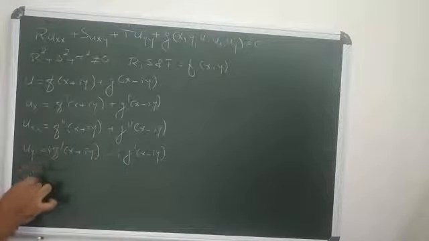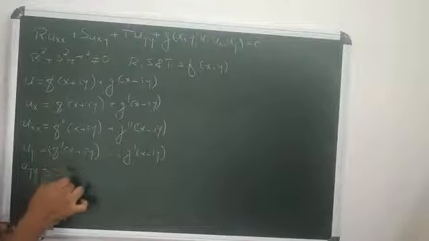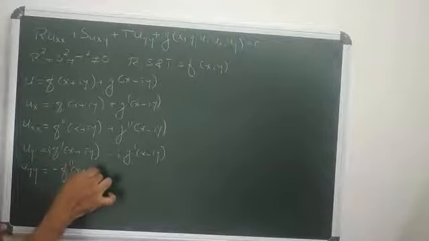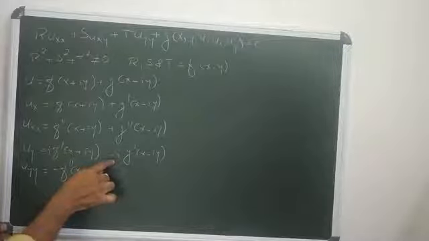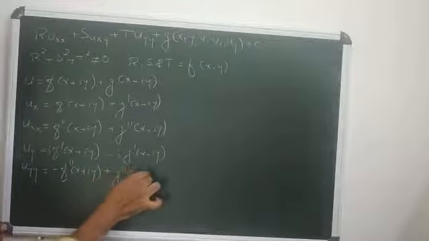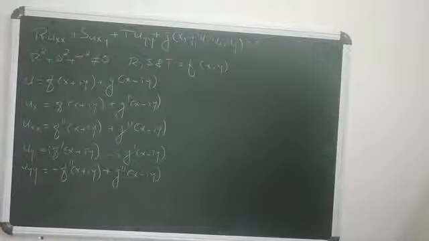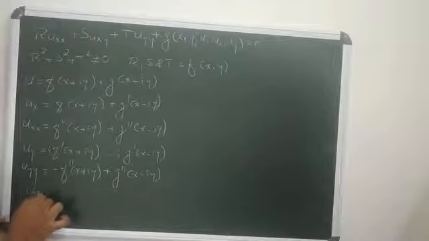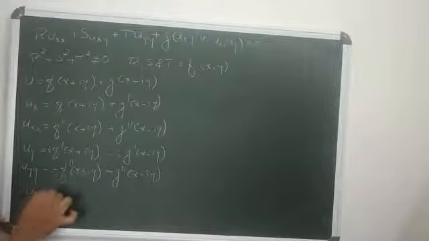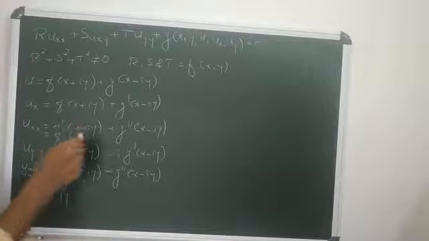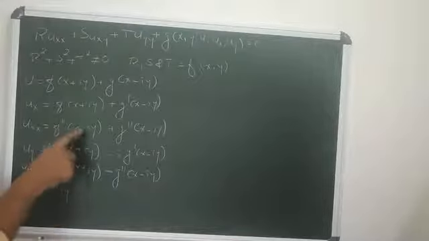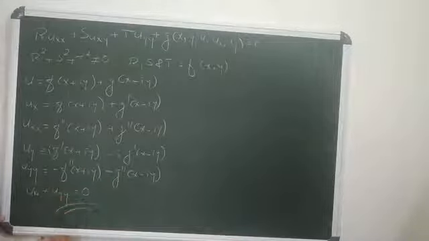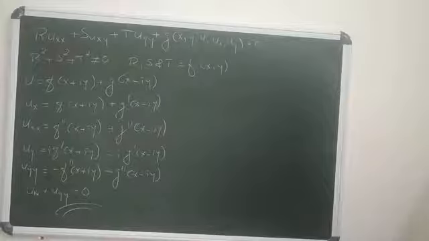Again u_yy is i square, that is minus 1, that is minus f''(x + iy). i square is again minus 1, so plus g''(x - iy), with a minus sign. Then what is u_xx plus u_yy? f''(x + iy) minus f''(x + iy) is 0, and this is also 0, then u_xx plus u_yy equals 0. So this is a second order partial differential equation.